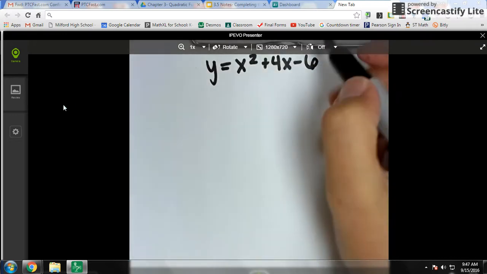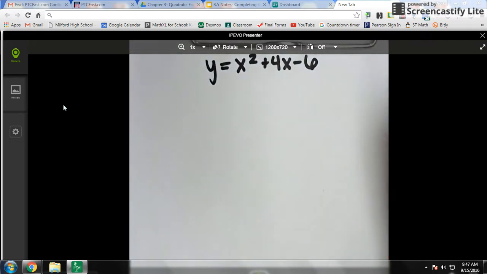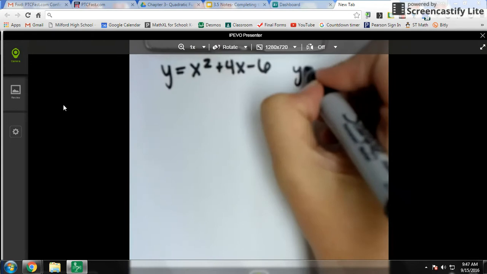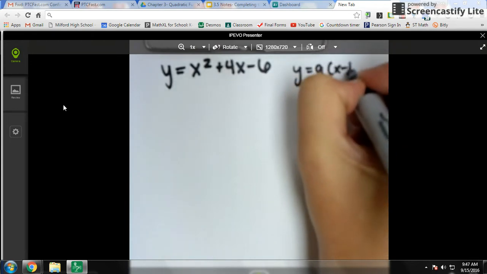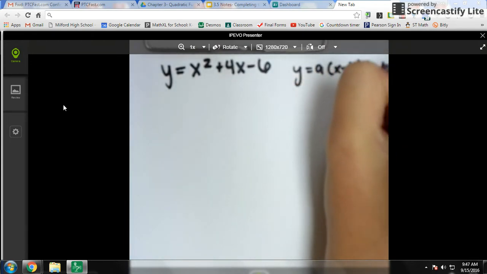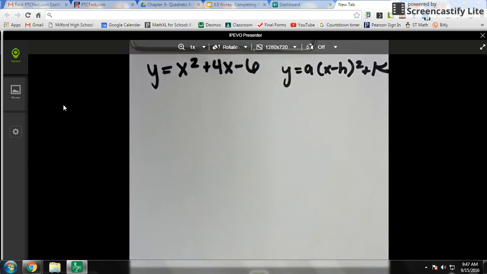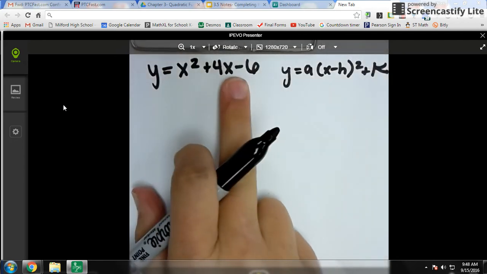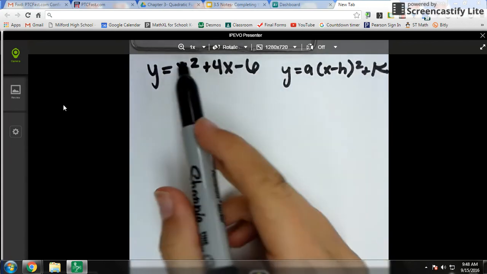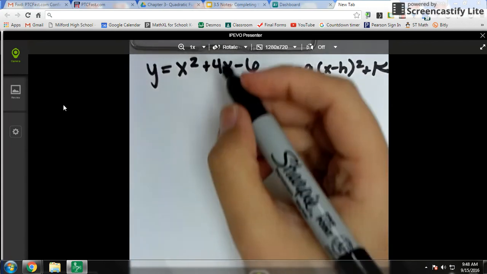So in order to write this in vertex form, we want our final answer to be in y equals a times x minus h squared plus k. And we know how to do this using the complete the square method, or using negative b over 2a and converting it to vertex form, but we can also do it using completing the square.